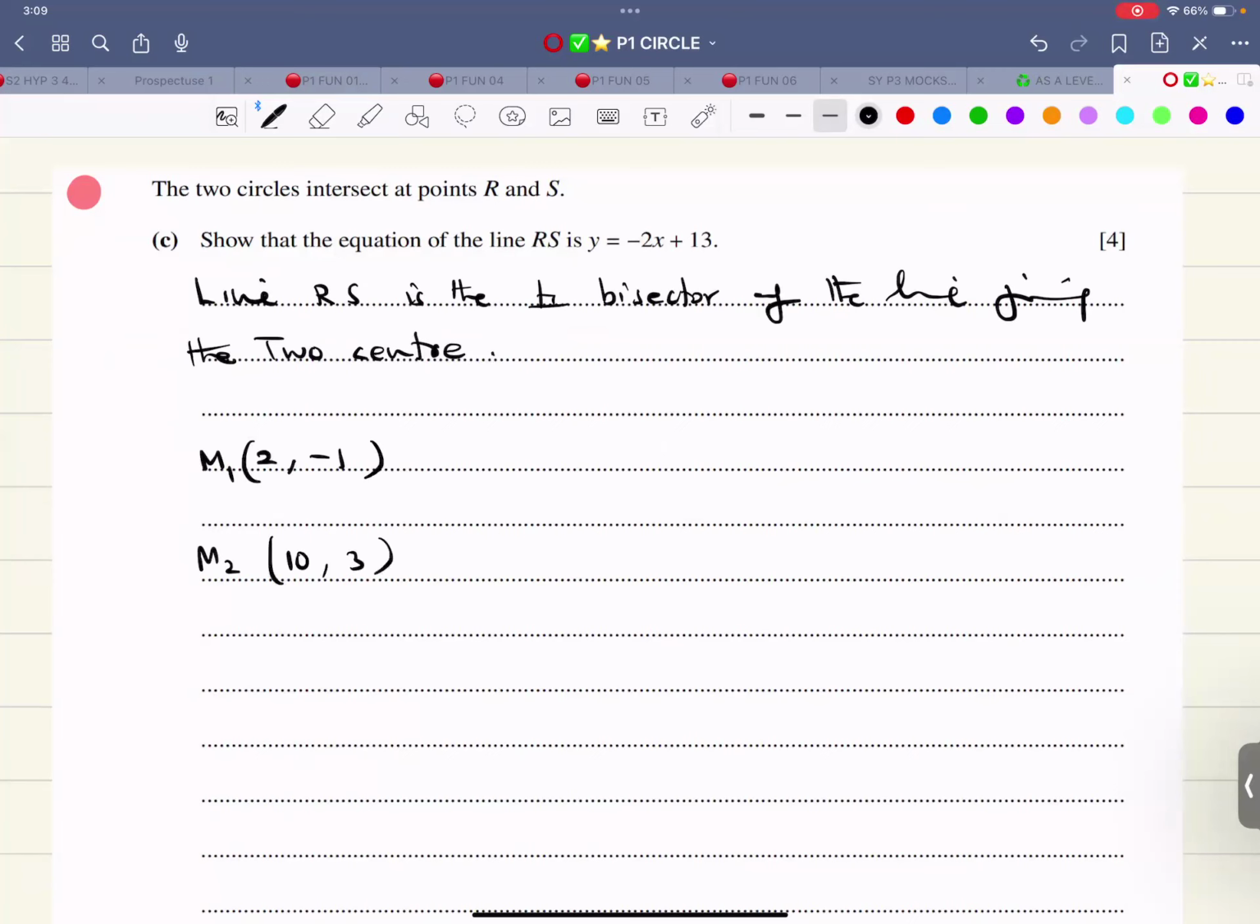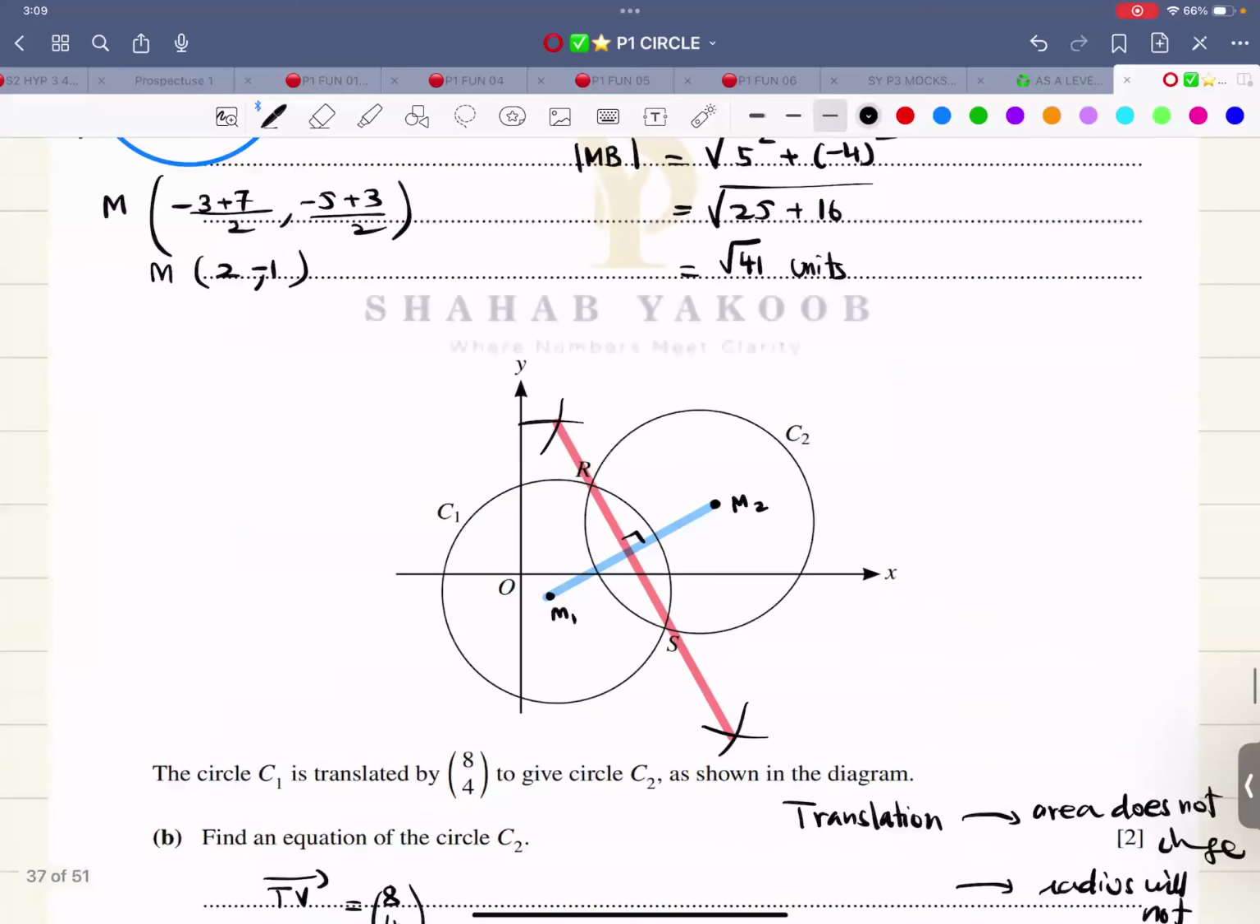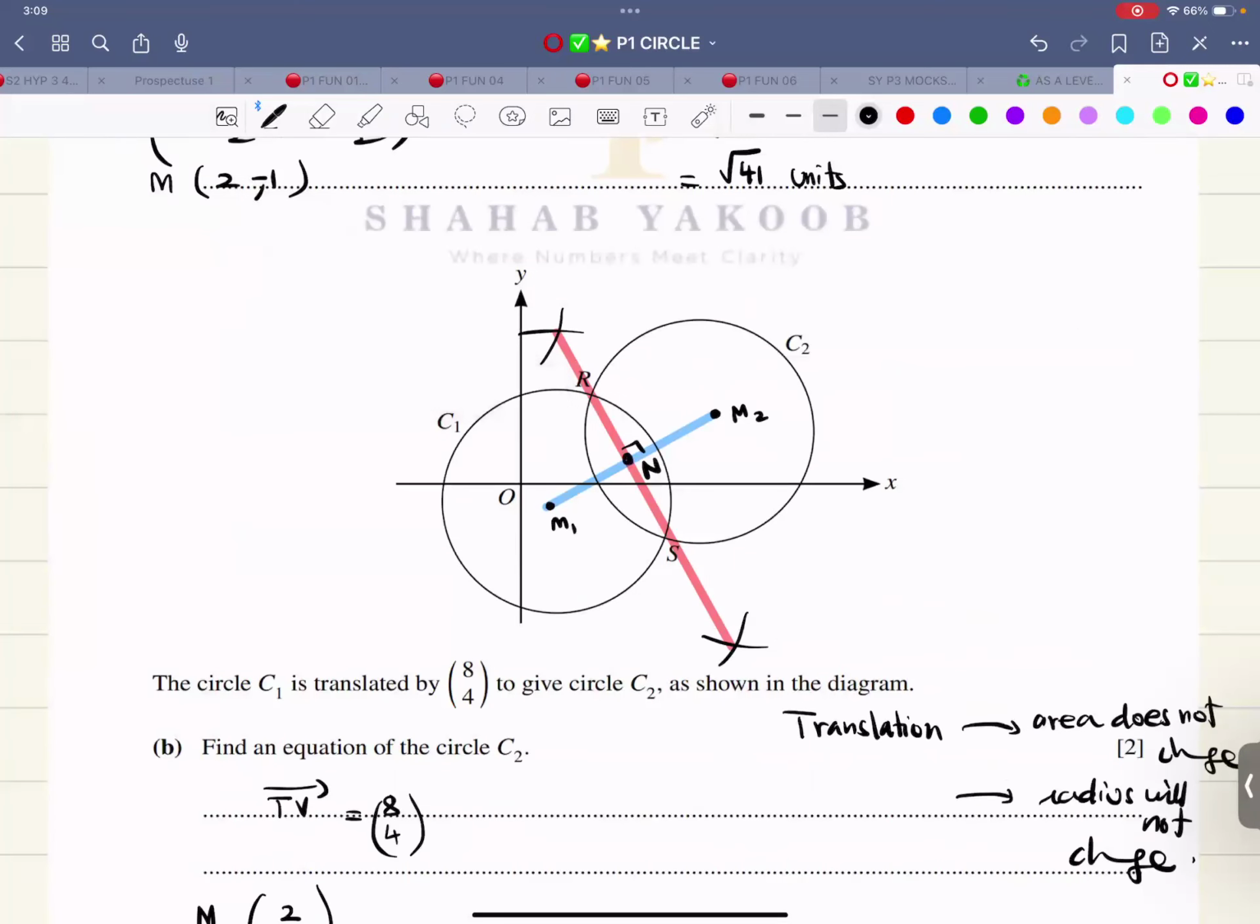So these are the two centers. Now what needs to be done is that you have to find the midpoint. So let me find the midpoint. Let's call it N. So this is (2 plus 10) divided by 2, (-1 plus 3) divided by 2. 12 over 2 is 6. And 2 over 2 is 1. That is the midpoint. So we have RS. So therefore, let me label this thing as N. It's not drawn to scale.